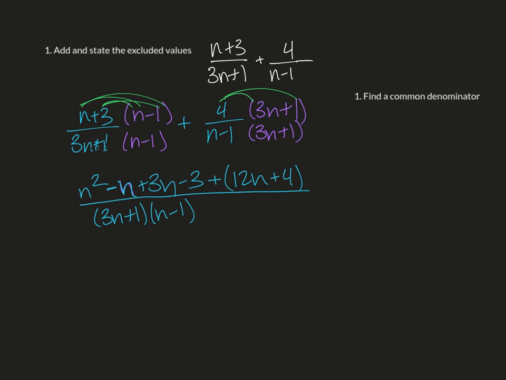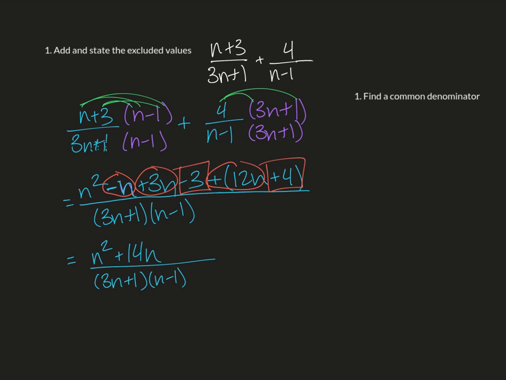What we're going to do here is combine any like terms and do any simplifying that we can. Okay, so on the bottom, we haven't really done anything, so it's going to say 3n plus 1 and then an n minus 1. On the top, my n squared has no like term, so it's going to stay an n squared. If I just look at my n values, I have minus n plus 3n. There is a plus 12n. So combining all of those together, I end up with a positive 14n. And then for the last bit, I have a minus 3 and a plus 4, so that would give me a plus 1.